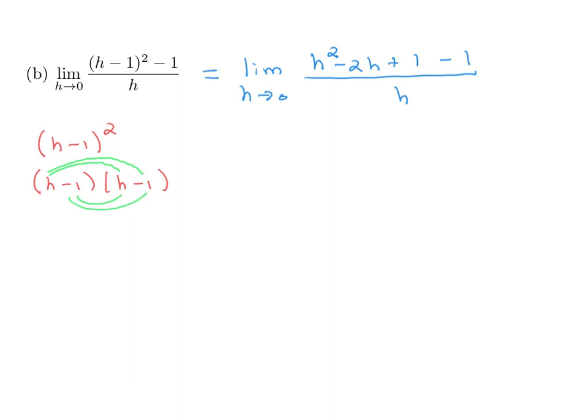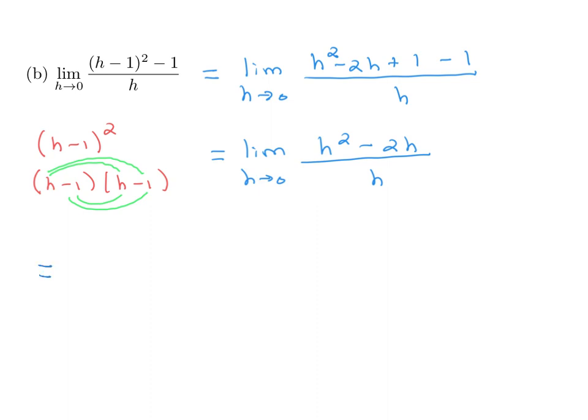That all being said, when we look at this expression, we can now simplify by subtracting this 1 from this positive 1. This is equal to the limit as h goes to 0 of, okay, so we have h squared minus 2h all over h. We can eventually cancel this h by factoring an h out from both terms in the numerator.